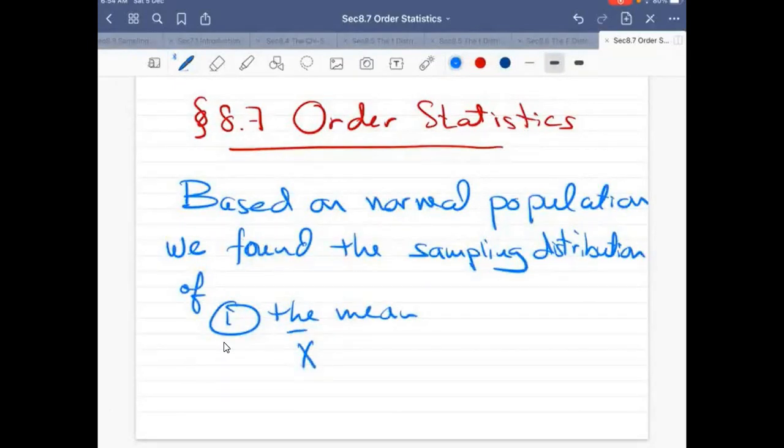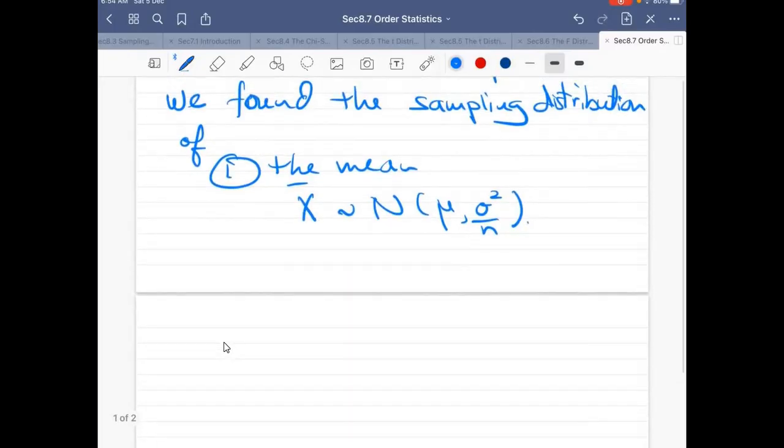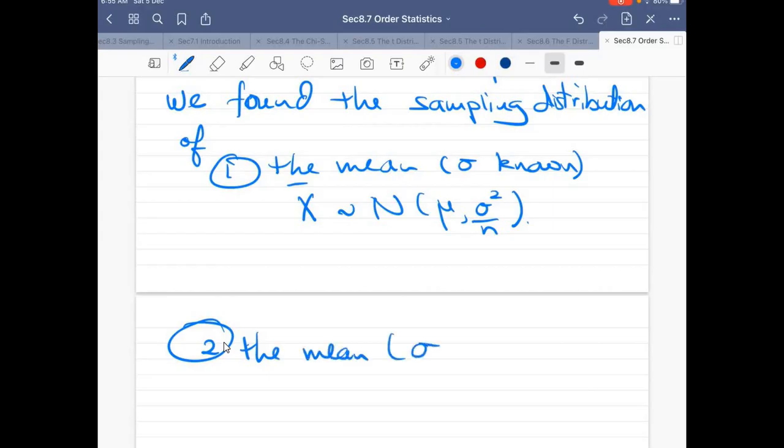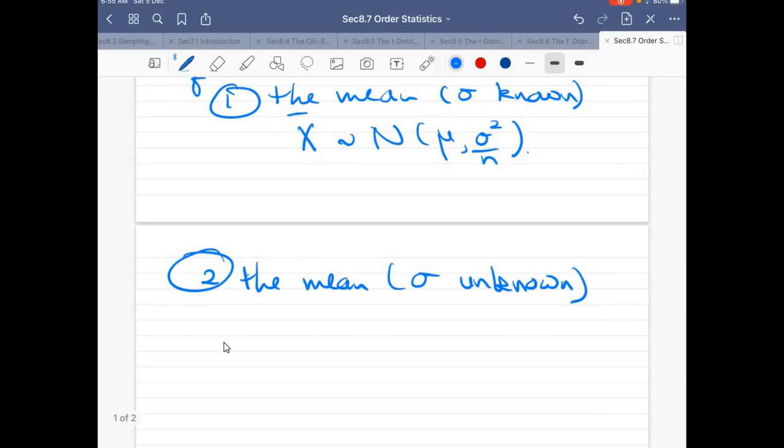The sampling distribution of the mean x bar, we learned that it is normal with mean mu and variance sigma squared over n for infinite population. Here we assume that sigma is known. In case sigma is unknown, then we introduce the t distribution.